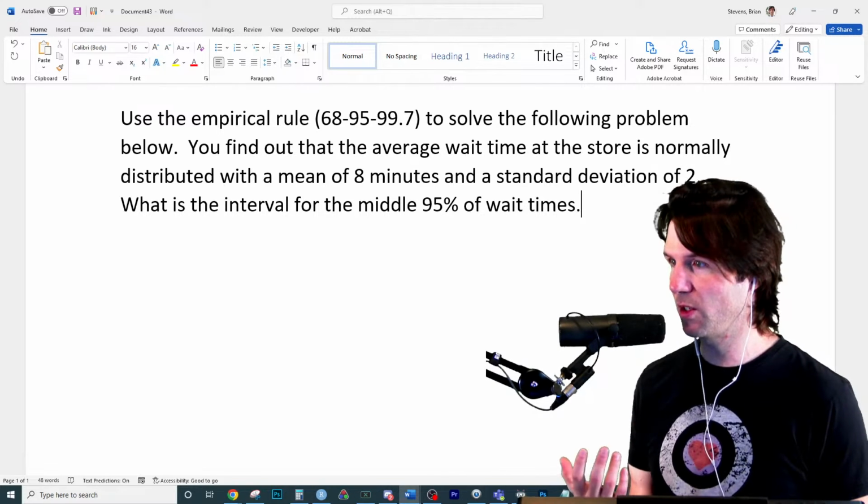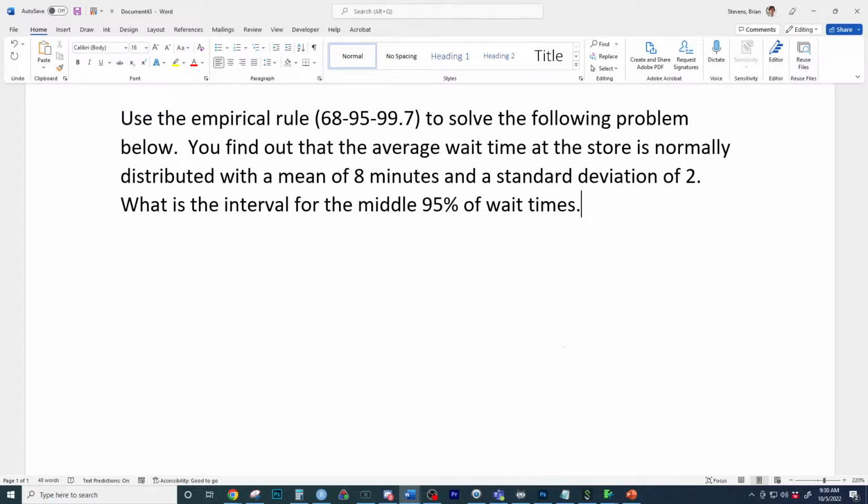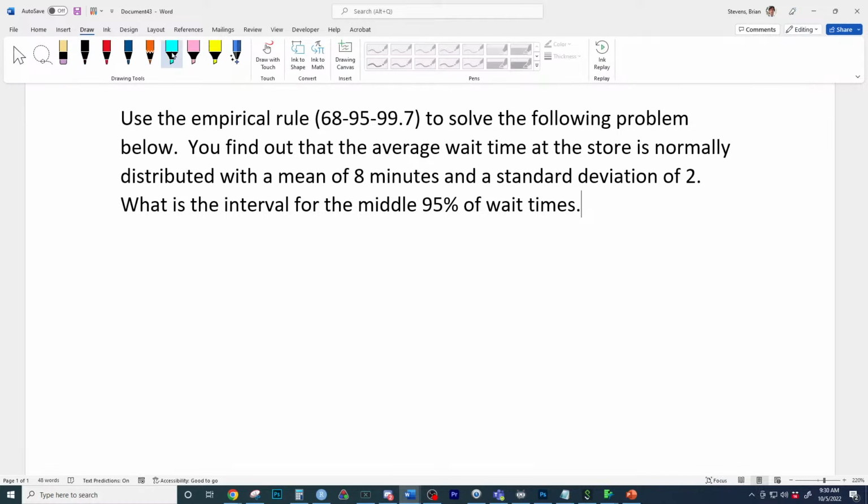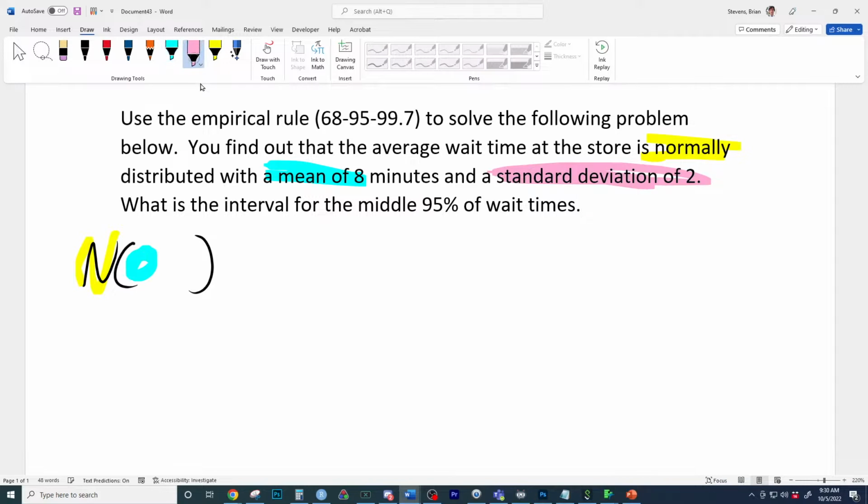So the first thing you should do is identify the mean and the standard deviation. Remember, we like to identify key parts of the question. We've got a mean right here and a standard deviation of this, and we know it's normally distributed. Where does it say normally distributed? Okay. So when you write this out, you say normal. That stands for the shape of the curve. Then the mean is the first number and the standard deviation is the second number. So we got 8 and 2.